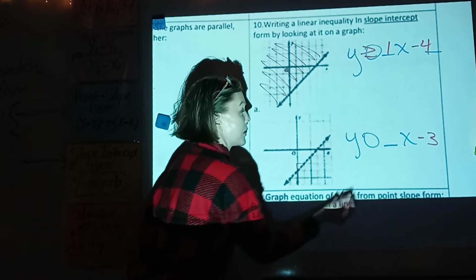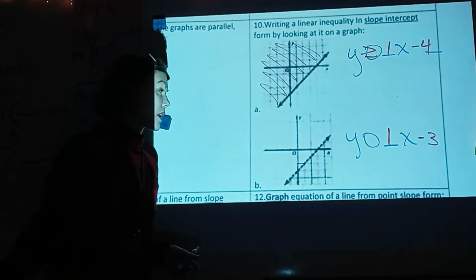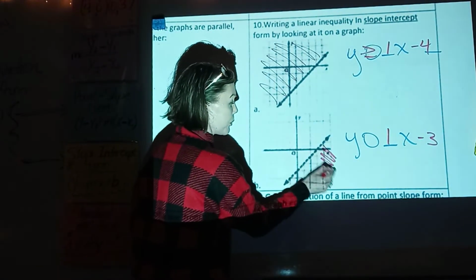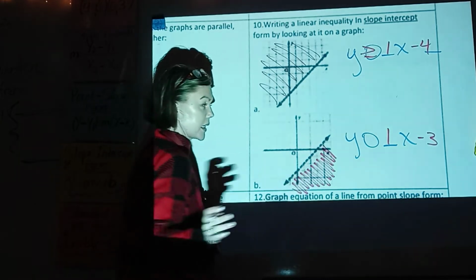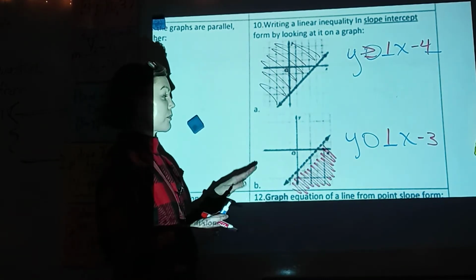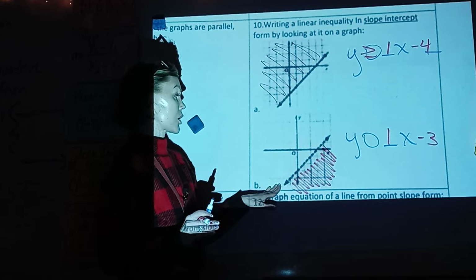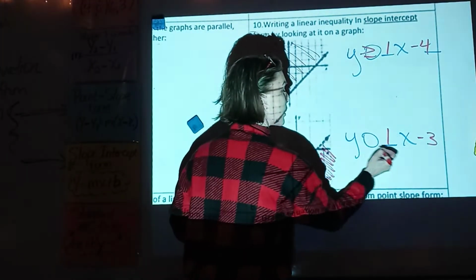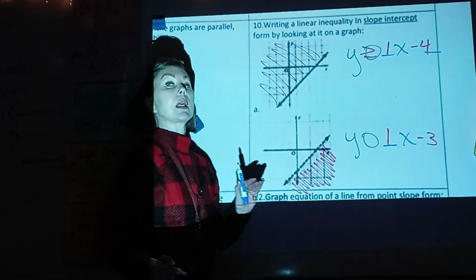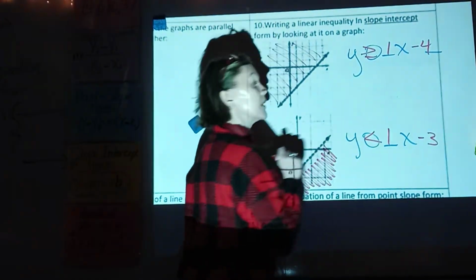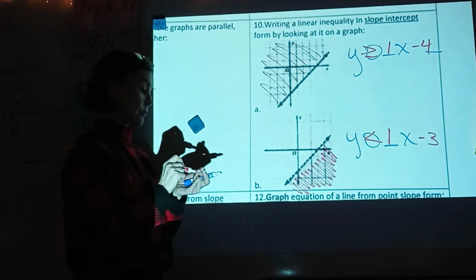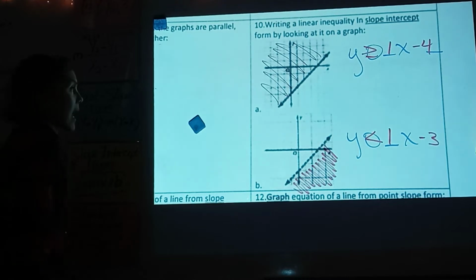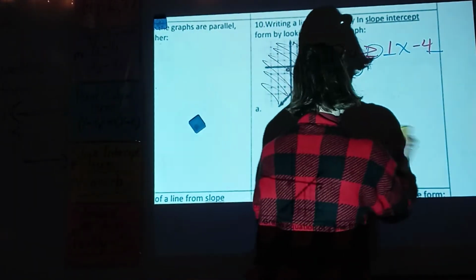Again, up 1 over 1, so that's a +1. That's a positive slope. And then you may not be able to see it in the video, but the shading is happening below the line here. And by the way, that's a dotted line. So that means there's no equal to line underneath it, and the shading is happening below the line, which means less than, okay? So that was number 10 of our Unit 3 exam review.